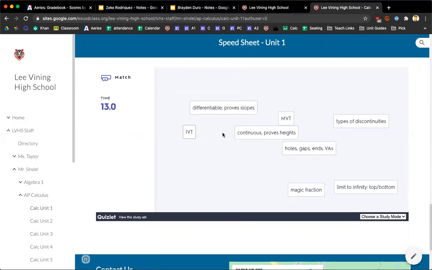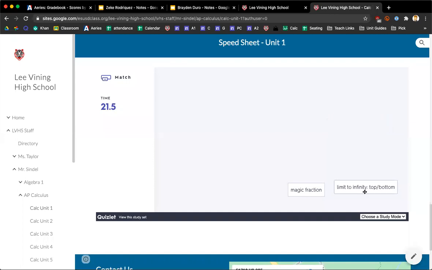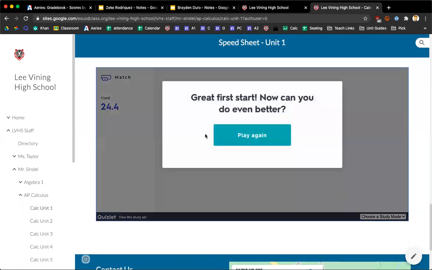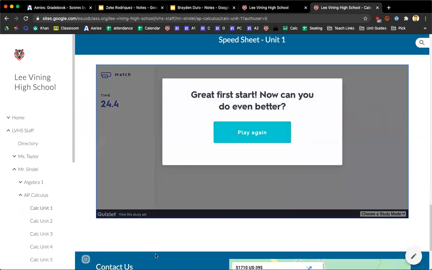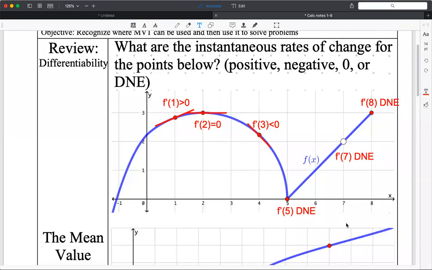IVT, that's the one that proves heights. MVT proves slopes, which is what we're learning today. Holes, gaps, ends, and EAs, those are types of discontinuities. Limit to infinity, top and bottom, you have to do magic fraction. You need to get these down really well. Let's come back to the notes. That is part of your homework assignment, even if I forget to say it.